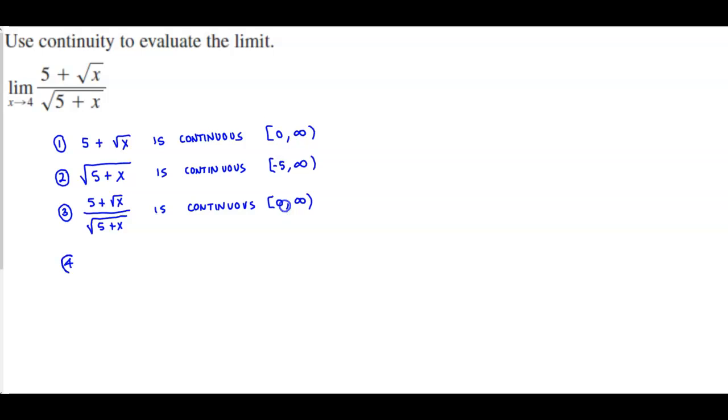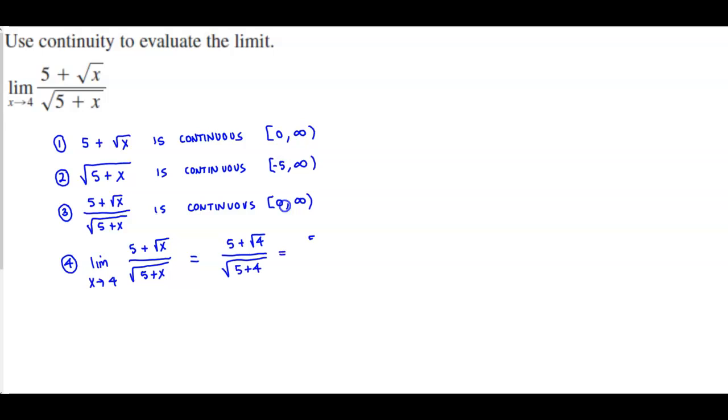So we can then evaluate this limit as x approaches 4 of the function 5 plus the square root of x over the square root of 5 plus x. So if we evaluate the limit, we have 5 plus the square root of 4 over the square root of 5 plus 4.